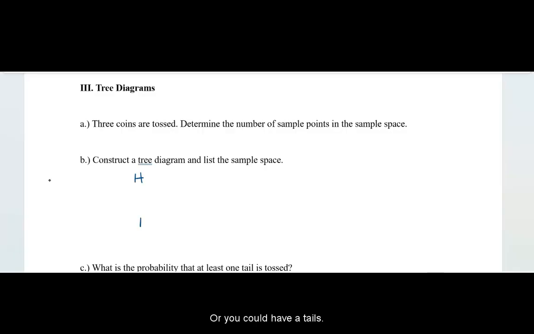Or you could have a tails. That is your option with coin 1. But now I'm going to toss a second coin. What are the options with the second coin? A heads or a tails.